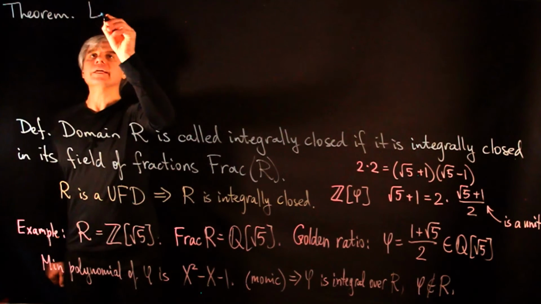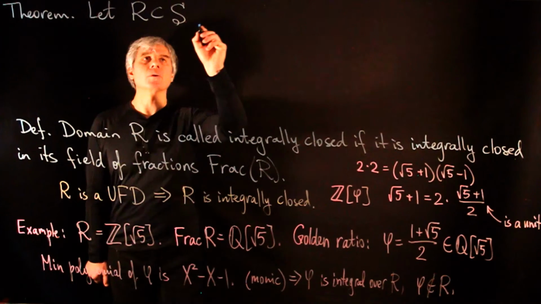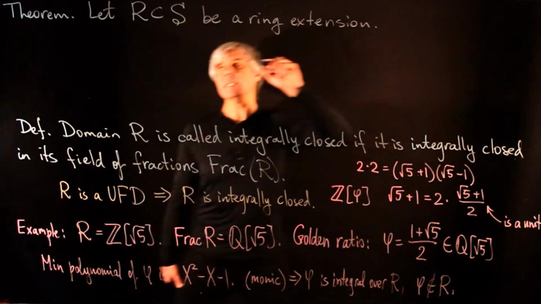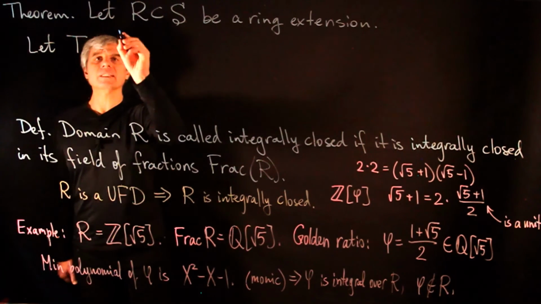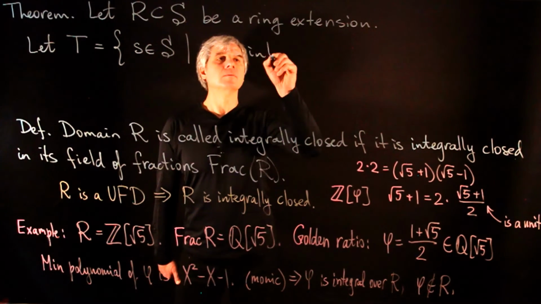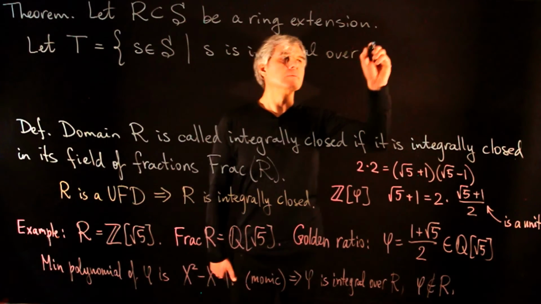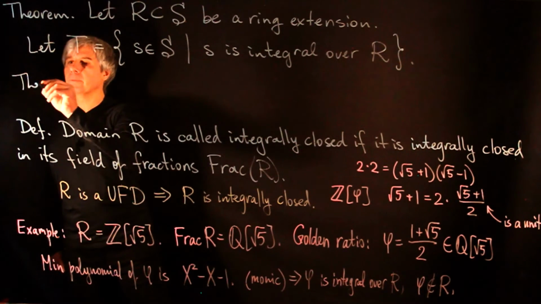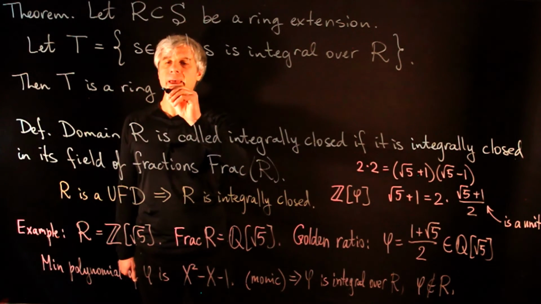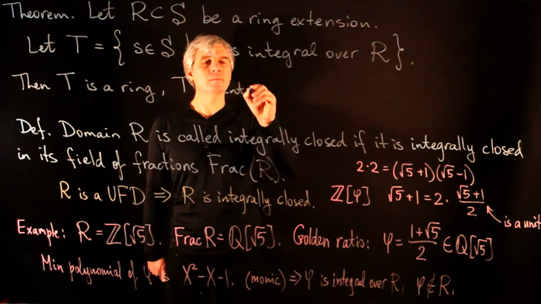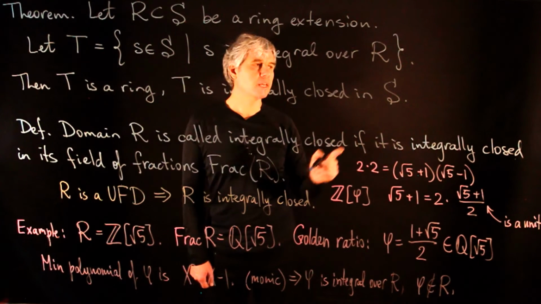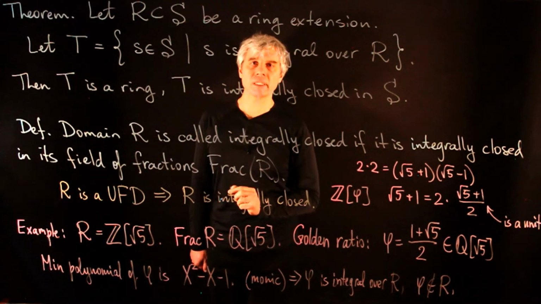The main result that we're going to prove in this lecture is the following. So we have a theorem. Let S be a ring extension of R, and let T be the set of elements in S such that s is integral over R. Then T is a ring, so that is, it is closed under addition and multiplication, and T is integrally closed in S. That is, elements of S that are integral over T are just elements of T.